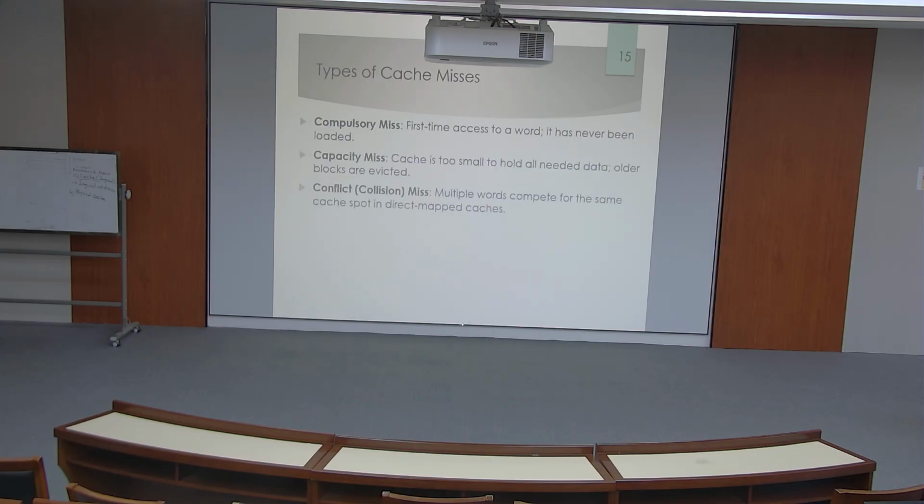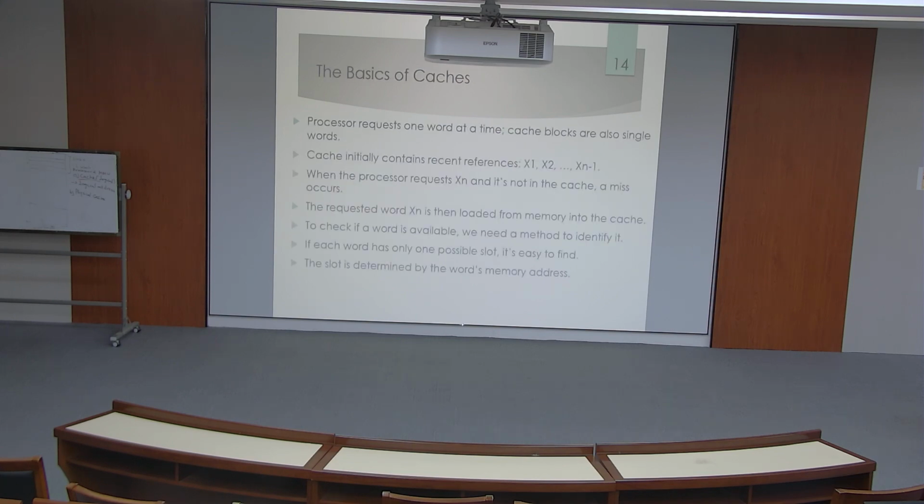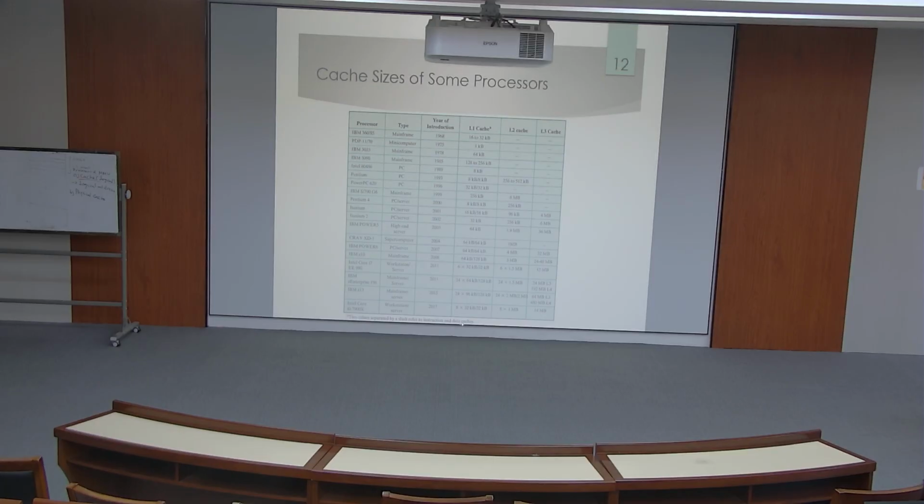All right, we have some examples of cache sizes of some processors. We have the mainframe, that is IBM 360. We have this cache size, which is between 1 and 32 GB.